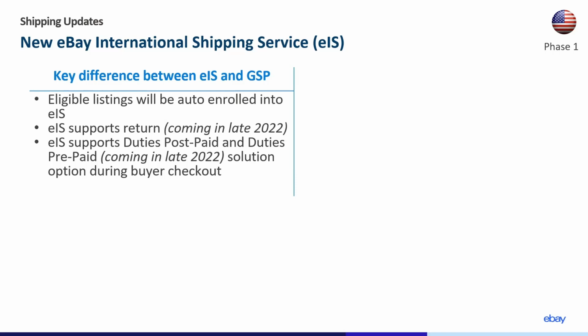Sellers will be enrolled in phases over the next 12 months. You will be notified via email and Seller Hub when you are eligible. If you are using the Global Shipping Program, you will be automatically enrolled and your listings will default to eBay International Shipping. If you ship with another international shipping service, such as eBay International Standard Delivery, you will need to update your current listing to take advantage of the eBay International Shipping benefits.